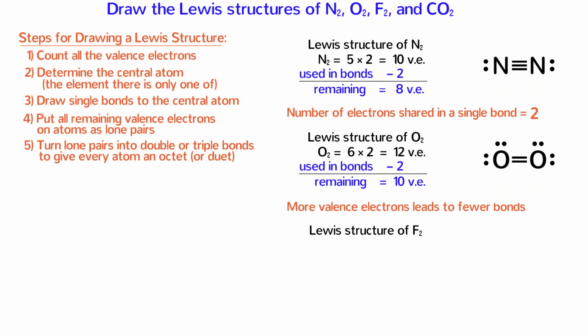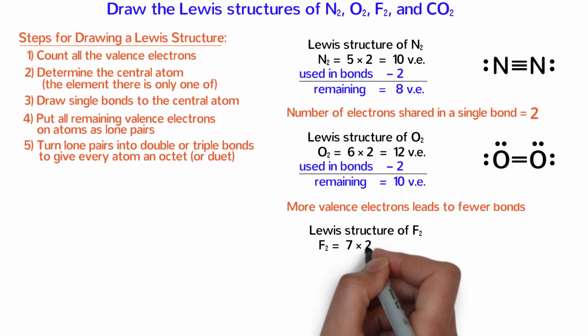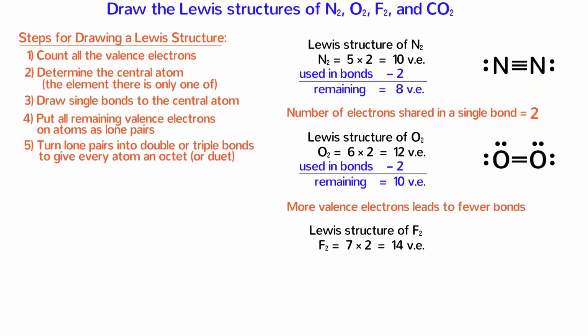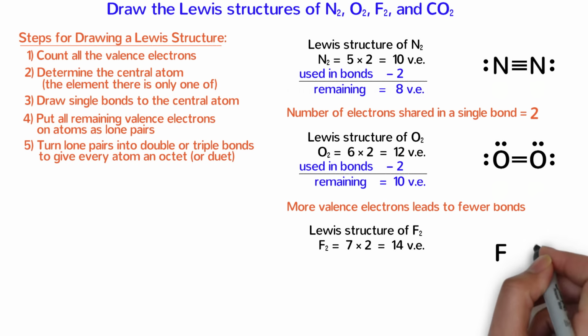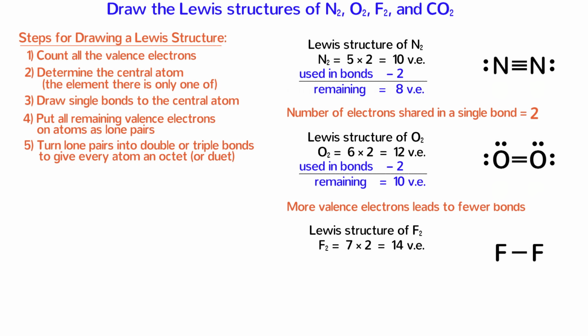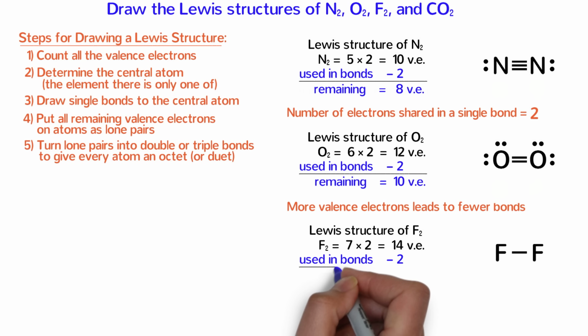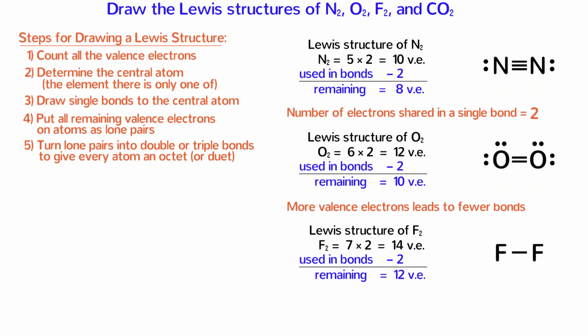Each fluorine atom has 7 valence electrons, so F2 has 7 times 2 or 14 valence electrons. Next, draw the 2 fluorine atoms and connect them with a single bond. That single bond accounts for 2 valence electrons, which means there are 12 valence electrons remaining for lone pairs. Count the lone pairs as you add them, 2, 4, 6, 8, 10, 12, and that's it. This time we do not need any more bonds because both of the fluorine atoms are already happy with 8 valence electrons. Alright, one more to go.